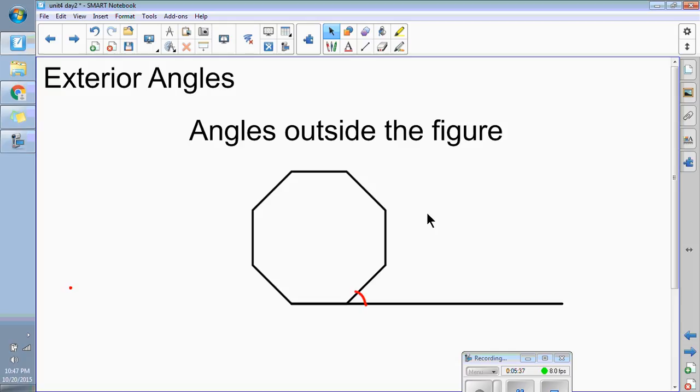When we talked about interior angles, we had to spend a bunch of time talking about the number of triangles and finding it from there. Luckily for you, the exterior angles of any polygon, no matter how many sides there are, always add up to the same thing. They always add up to 360 degrees. So it doesn't matter if you have a triangle or a 100-sided figure. If you take the measure of the outside angles, it's going to add up to 360 degrees.